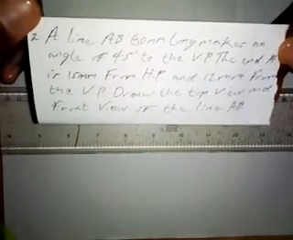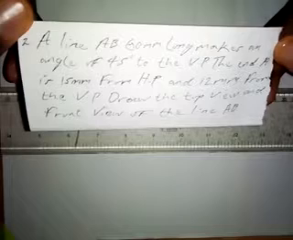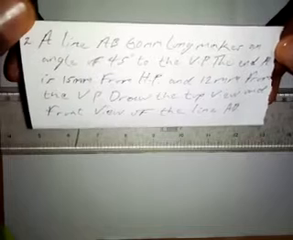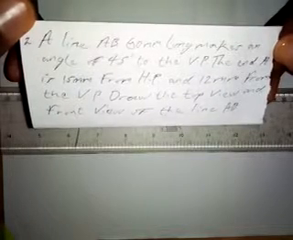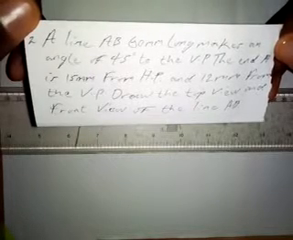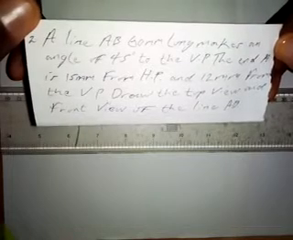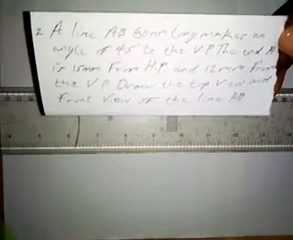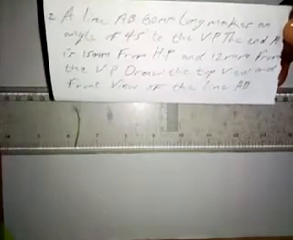So before we look at how this can be done, let us read the question. Here we have a line AB 60 millimeters long, makes an angle of 45 degrees to the vertical plane. The end A is 15 millimeters from horizontal plane and 12 millimeters from the vertical plane. Draw the top view and front view of the line AB. That is the question. So let's look at what we are to do here in order to solve this problem.